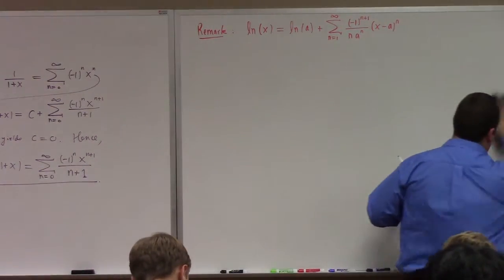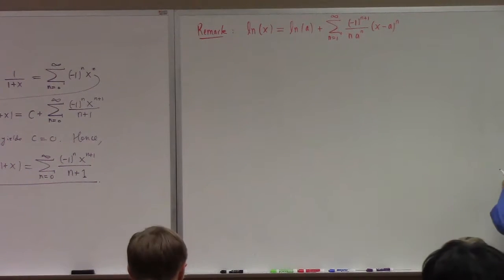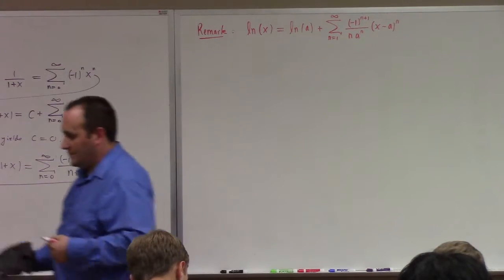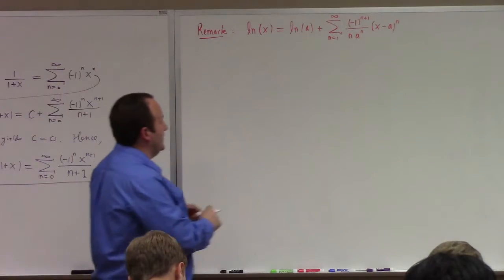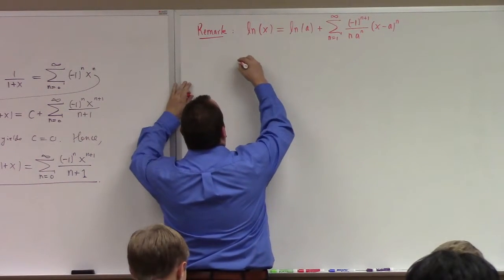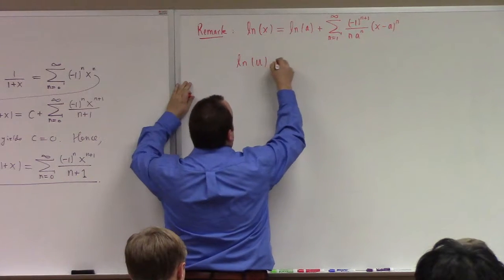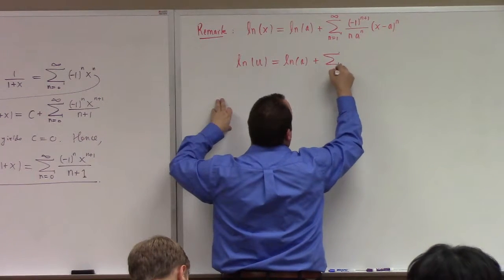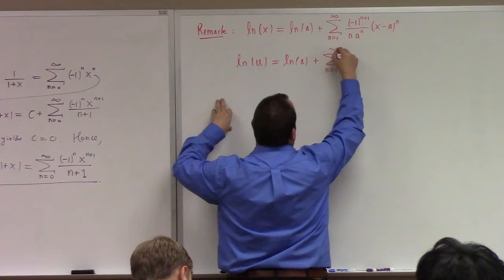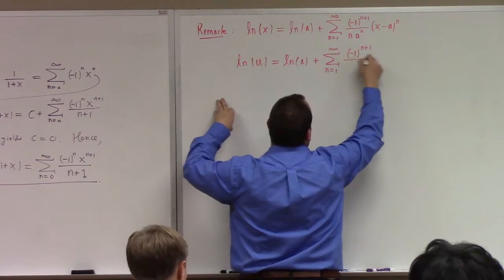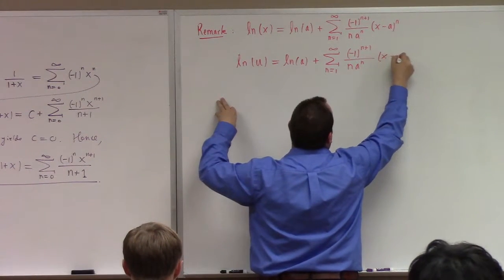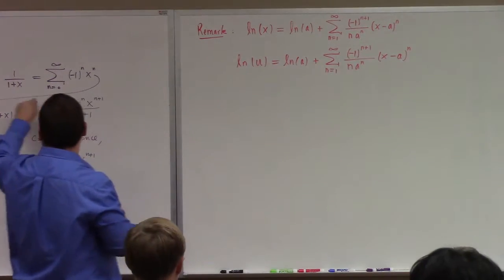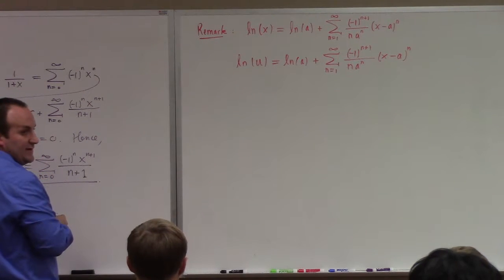Let's see here. So this other one, in other words, the log of u is the natural log of a, plus the sum n equals 1 to infinity of minus 1 to the n plus 1 over n times a to the n, right? So how would I get from this to log of 1 plus x if I wanted to do it this way instead?